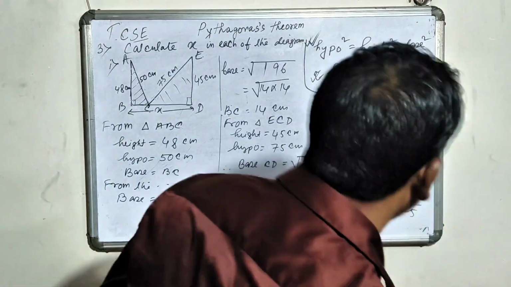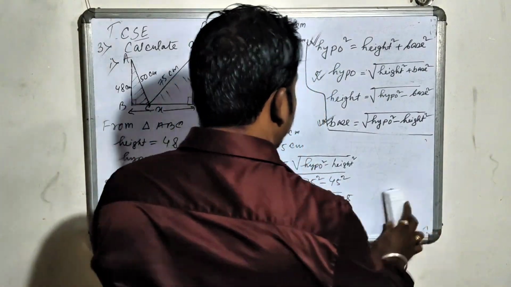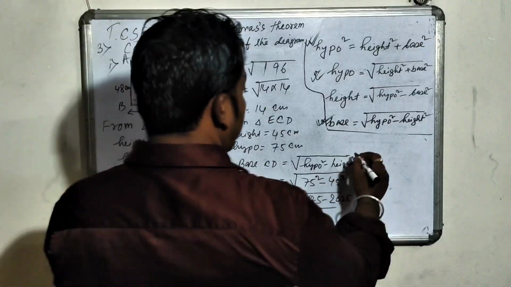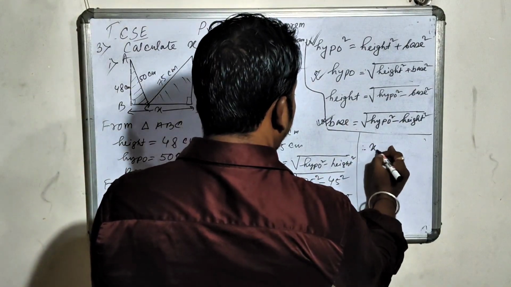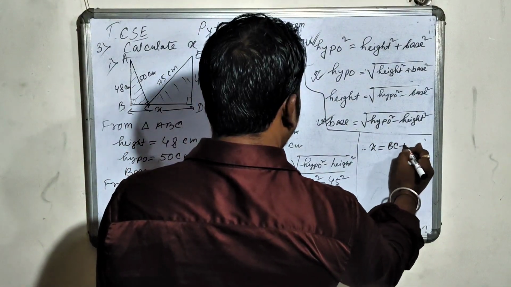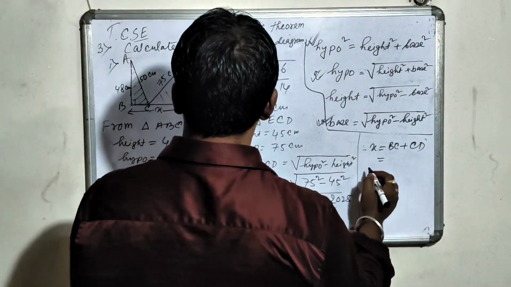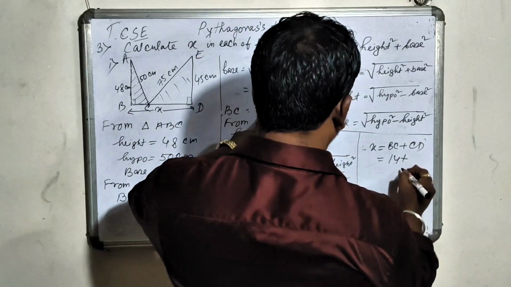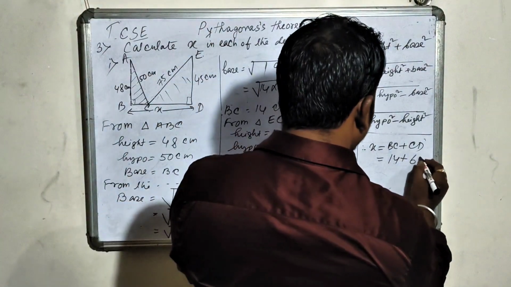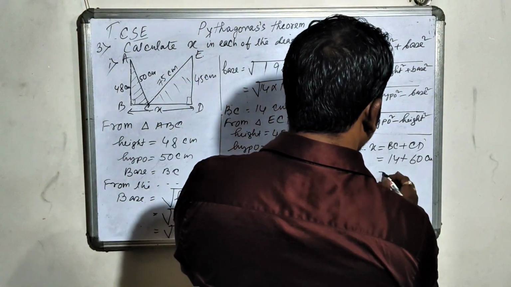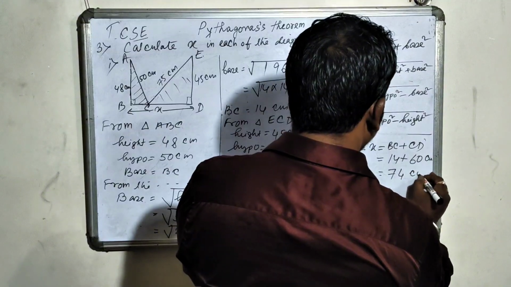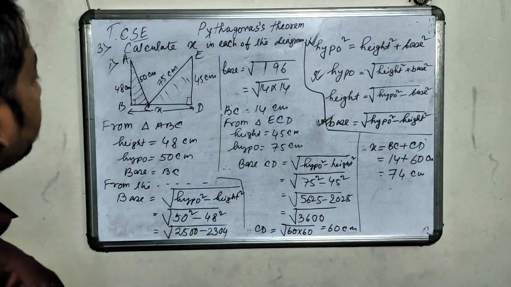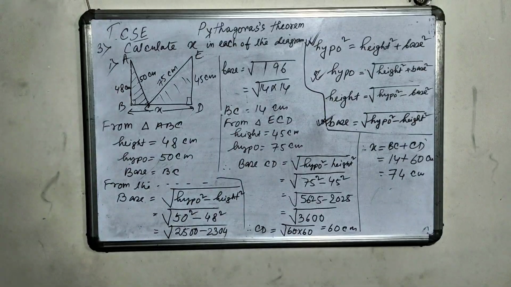Okay, now what is the value of x? Therefore x equals BC plus CD. That's it. The value of BC is 14, and the CD value is 60 centimeter, so 74 centimeter is the value of x. Okay, simple math, very easy.